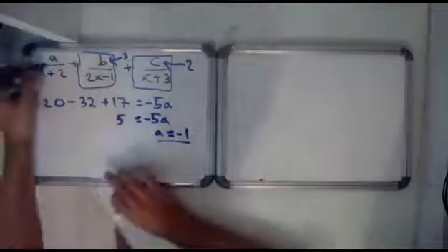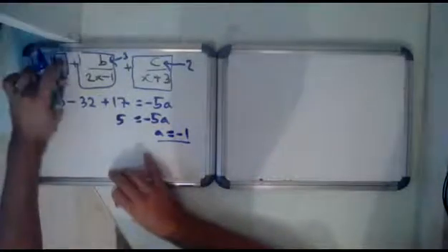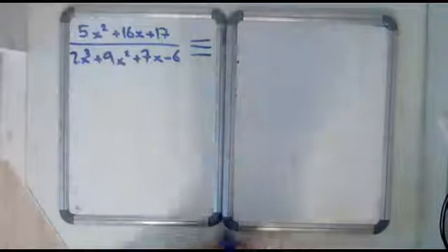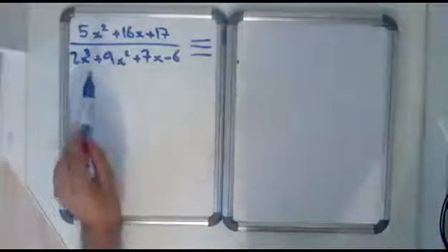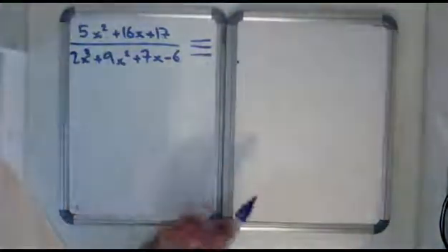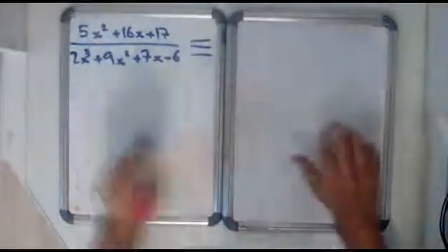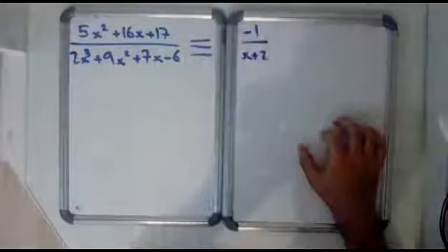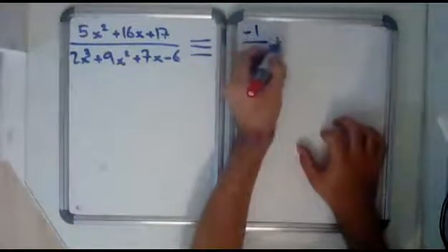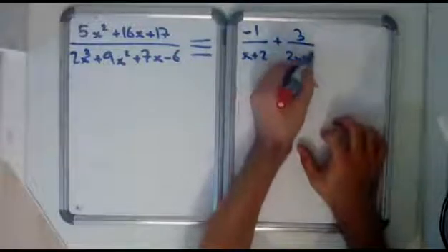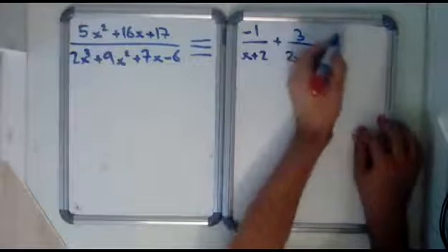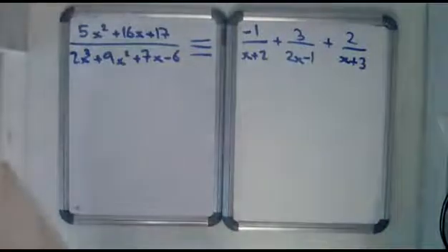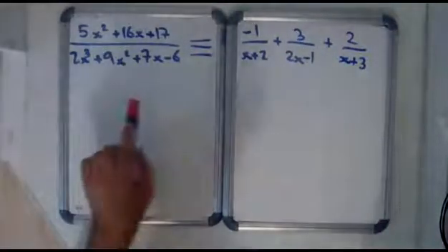So that should make the third thing. So we've now got all 3, with a being minus 1. 5x squared plus 16x plus 17 over 2x cubed plus 9x squared plus 7x minus 6 is identical to a over x plus 2, so that's minus 1 over x plus 2, plus b over 2x minus 1, so b was 3, so plus 3 over 2x minus 1, plus c over x plus 3, c is 2, plus 2 over x plus 3. So it was a hard slog getting there, but we looked at it.